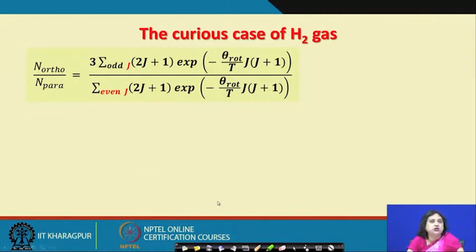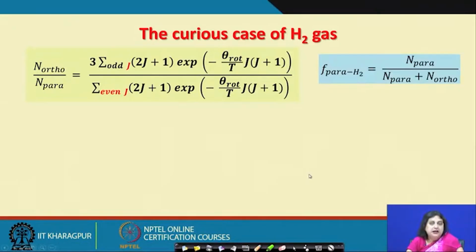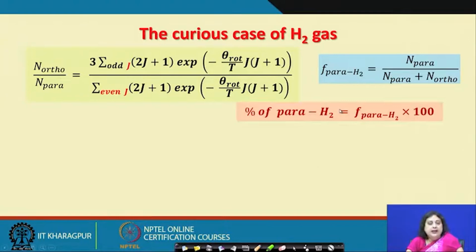Now, accordingly, we can just go back and use the q rot to find out the average number of ortho and para hydrogen molecules at a given temperature T. As you see, this ratio is going to be dependent on the temperature at which we are making the measurement. Then we can very easily say that for a given temperature I can always predict the fraction of para-hydrogen molecules in the assembly of ortho and para hydrogen, and accordingly I can calculate the percentage of para-hydrogen molecules in a given system from the known fraction.